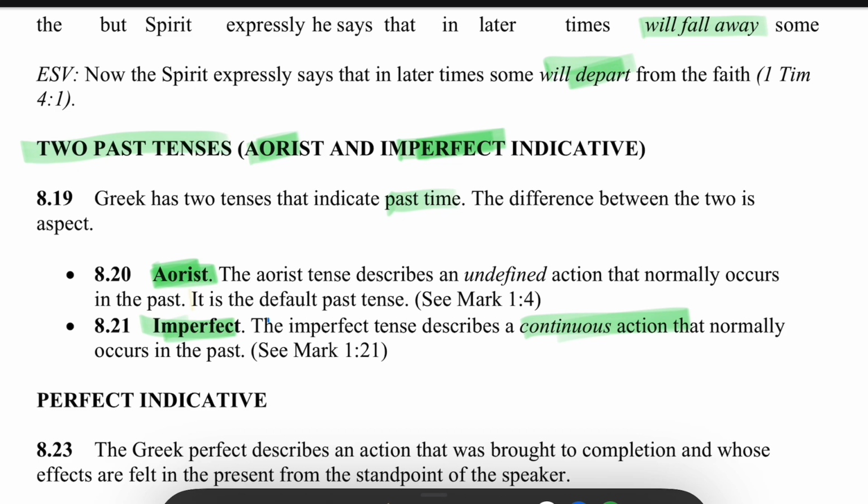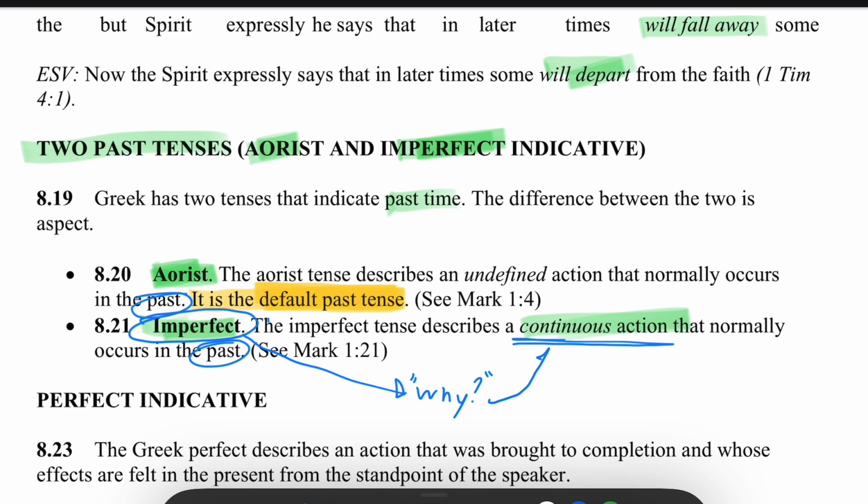Now, the aorist is the default past tense, which means if an author uses the imperfect, the question then becomes why? Why did they use the imperfect if the aorist is default and both communicate past time? Well, it's because the difference generally is what's being highlighted. It's a continuous action. So if an author chooses to use an imperfect rather than aorist, it's usually going to be emphasizing that ongoing element of what was happening.